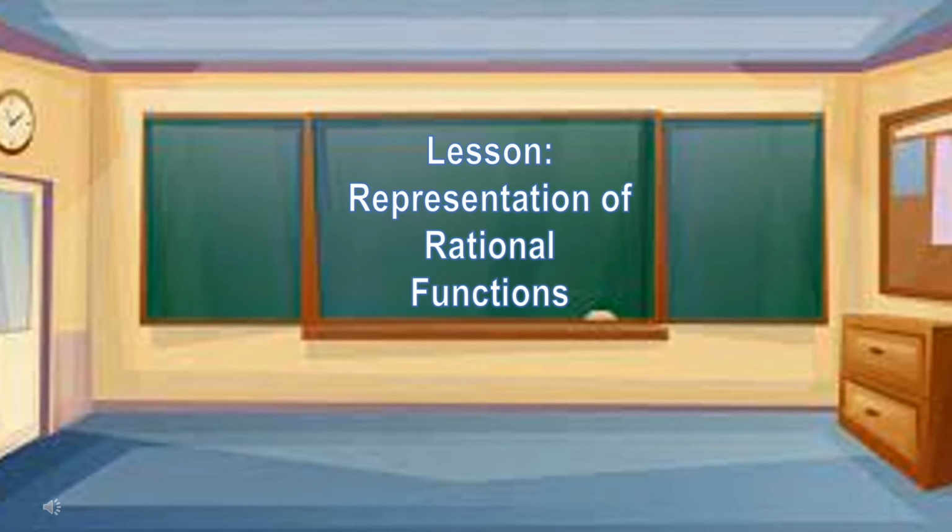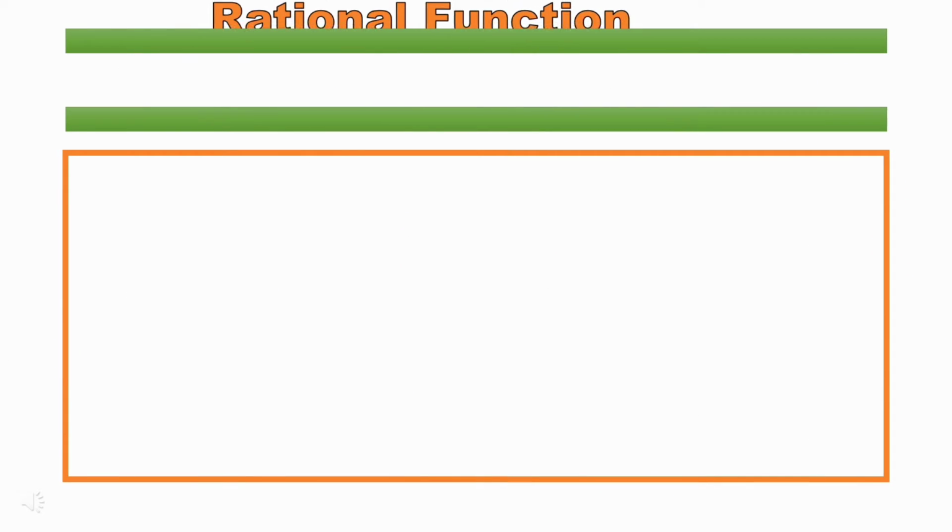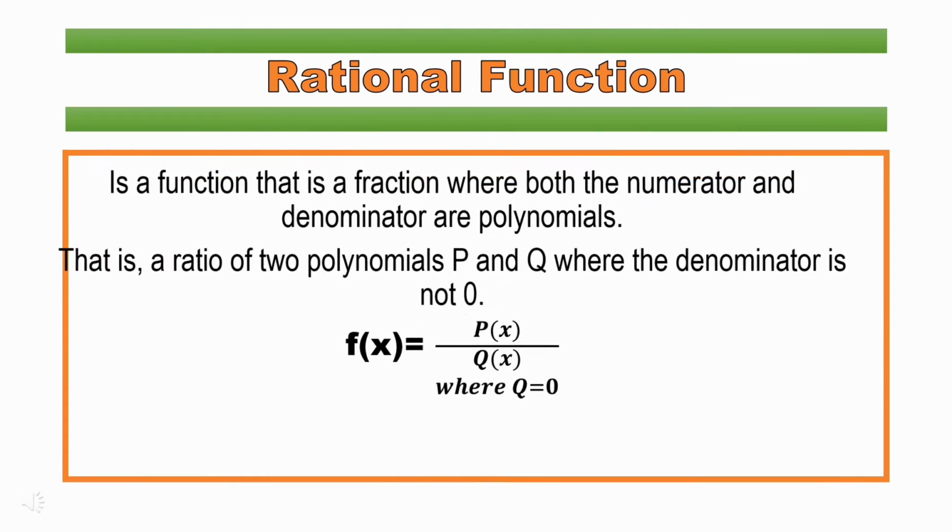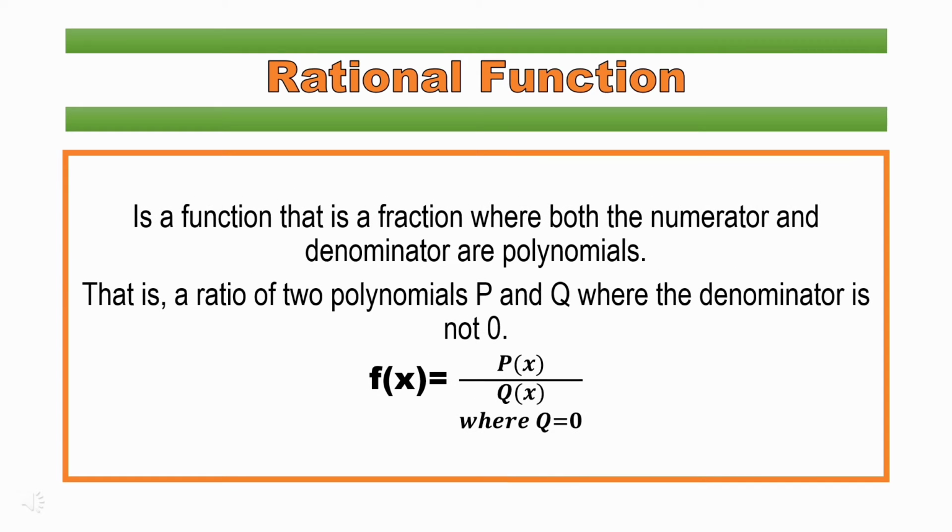For today's lesson, we are going to discuss all about representation of rational functions. First, let us define what is meant by a rational function. A rational function is a function that is a fraction where both the numerator and denominator are polynomials. That is, a ratio of two polynomials p and q where the denominator is not equal to 0.